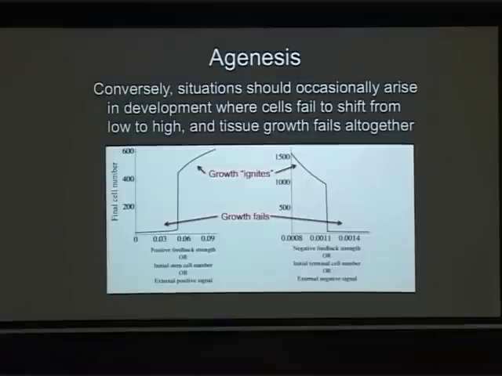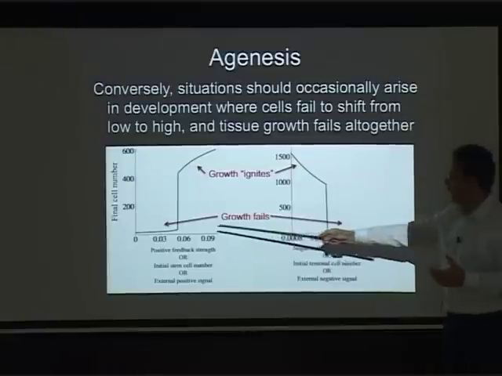The converse of being stuck in a high state is also being stuck in a low state. And this is another phenomenon you see all the time in development. When you mutate or take away a little bit of the function of something, you'll reach some threshold below which some organ will simply vanish. Right? It just won't develop at all. And that's called agenesis. And that's a very common form of birth defects, is agenesis.